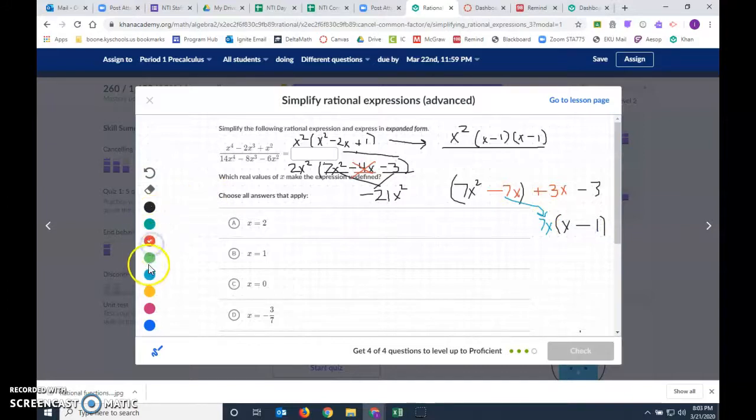And then let's pick green. Over here, when I split it, I'm going to pull out a positive 3.